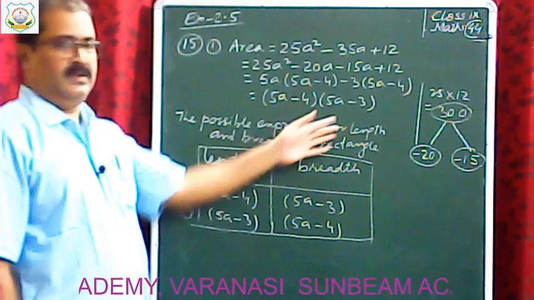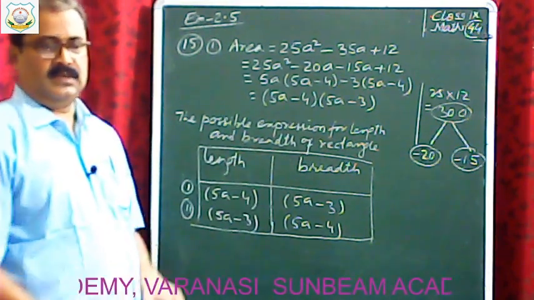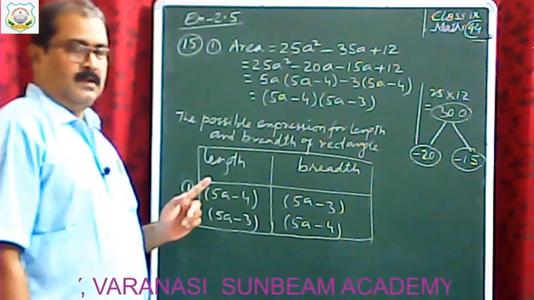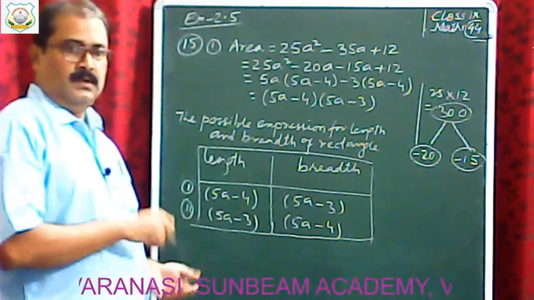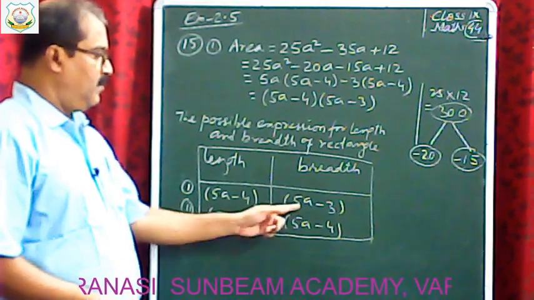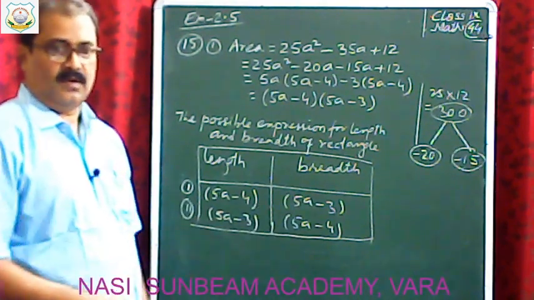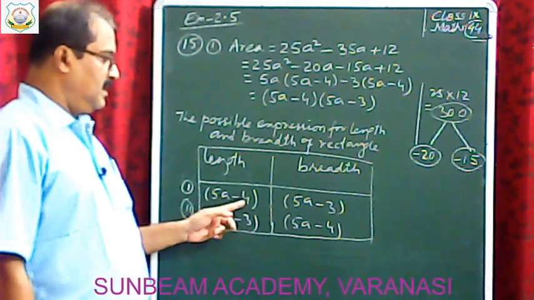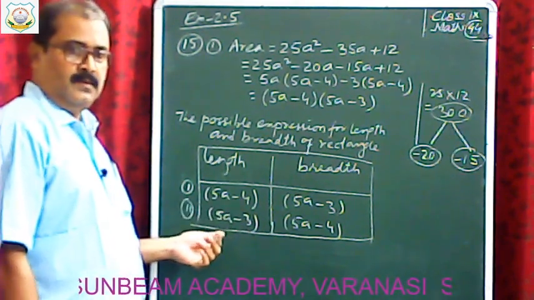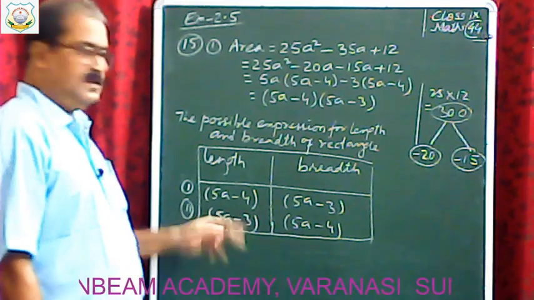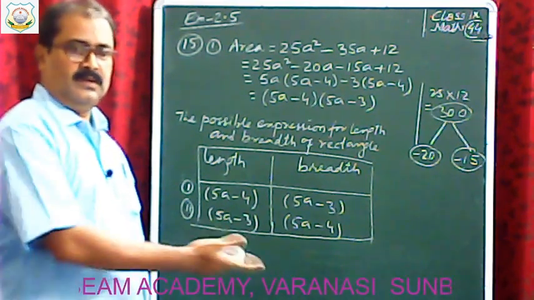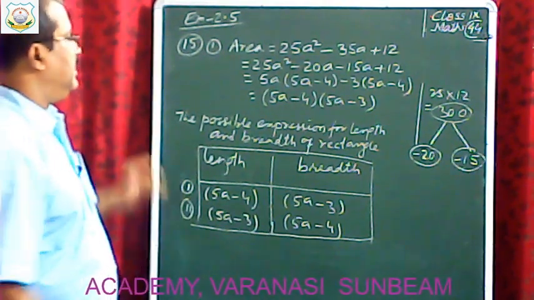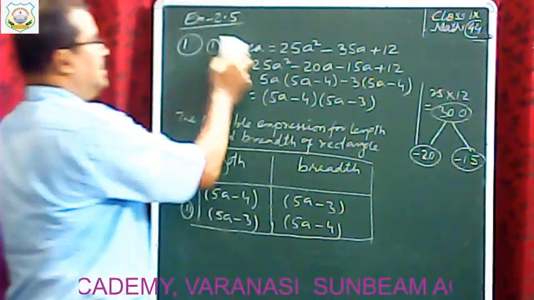In this way you have to write all possible expressions. Both factors we get, one is length, the other is breadth. But we cannot insist that 5a minus 4 is only the length and 5a minus 3 is only the breadth. In the second possibility, 5a minus 3 can also be the length, and then the other one is obviously the breadth. Clear? A similar problem is given again in 16, that is cube or cuboid.